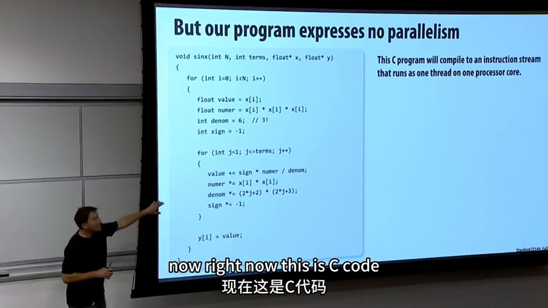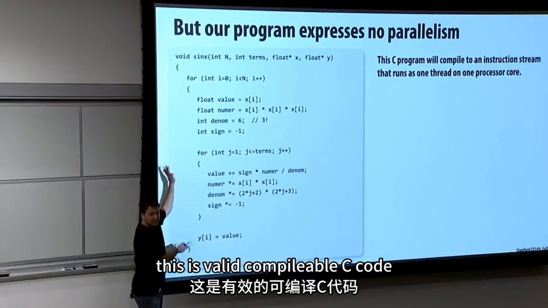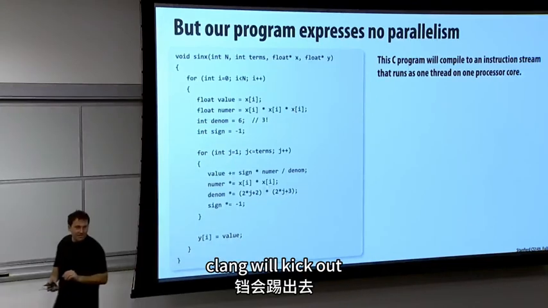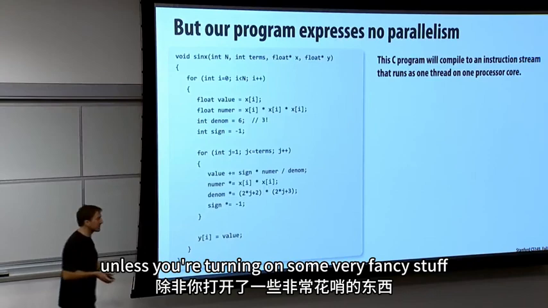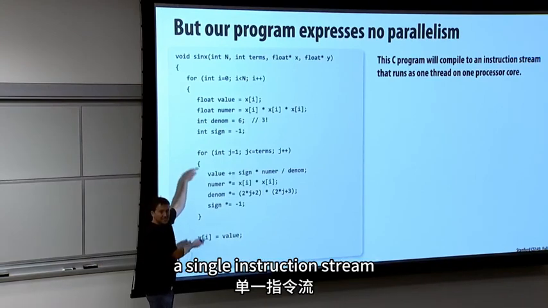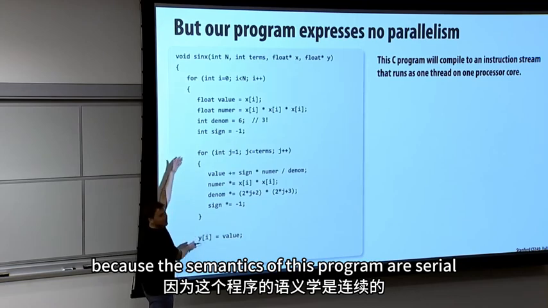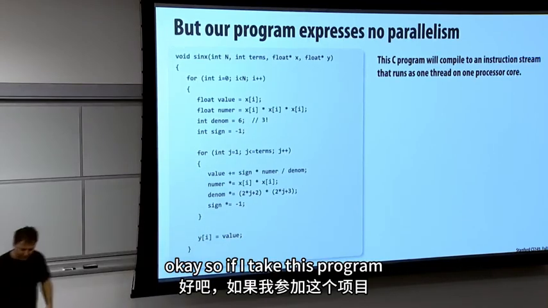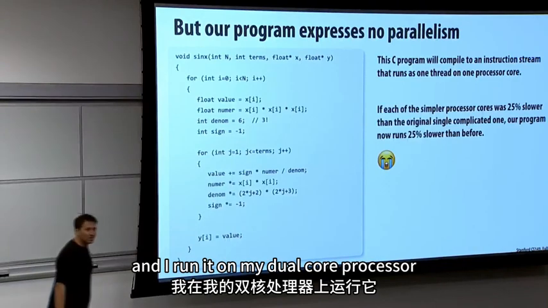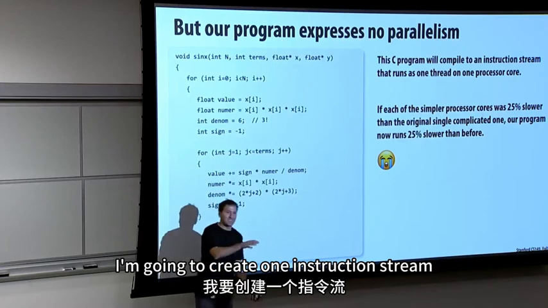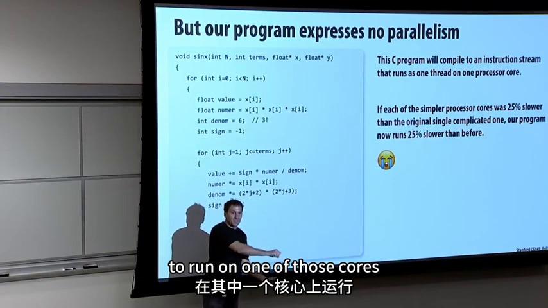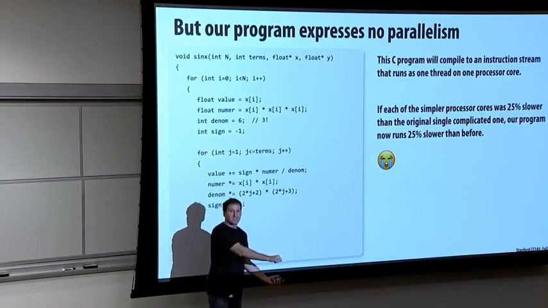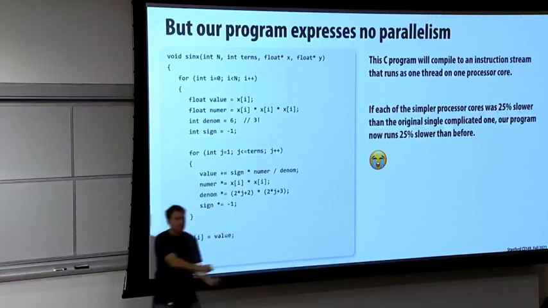Now, right now, this is C code. This is valid compilable C code. If you compile it, Clang will kick out, unless you're turning on some very fancy stuff, a single instruction stream because the semantics of this program are serial. So if I take this program and run it on my dual core processor, I'm going to create one instruction stream to run on one of those cores, and those cores are wimpy cores. It's going to run slower. Does that make sense?